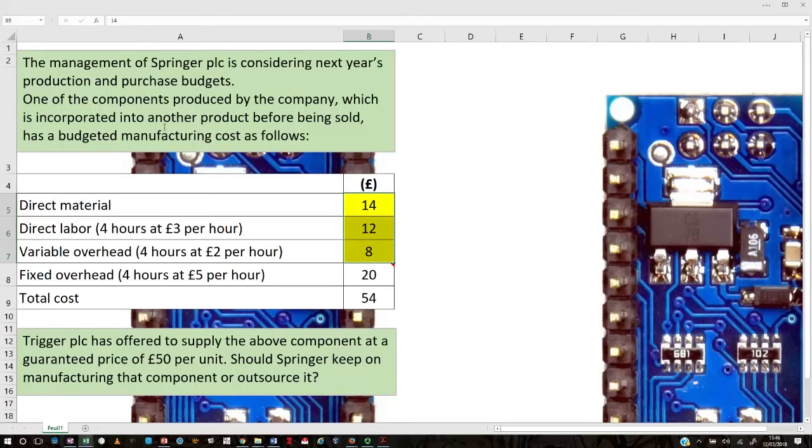The problem here is this. If you look at the fixed overhead, those fixed overhead won't disappear. If you buy the component, you will still have to pay 20 multiplied by the number of units you were manufacturing. The total fixed cost related to that component would remain, which means in fact that if you buy the component, you will pay 50 and you will incur an additional 20, which are fixed costs which wouldn't disappear. In fact, you see that you shouldn't outsource, you should keep on manufacturing that component.